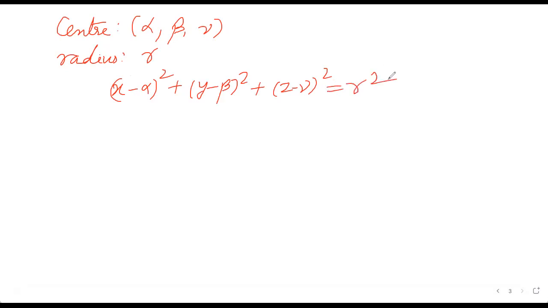You will see many things are the same as the circle, only we are adding one more coordinate z, so we are adding one more term, (z minus gamma) whole square. For the circle it was (x minus alpha) whole square plus (y minus beta) whole square is equal to r square. If alpha, beta, gamma happens to be the origin, it will become x square plus y square plus z square is equal to r square. So this is the general equation of a sphere.